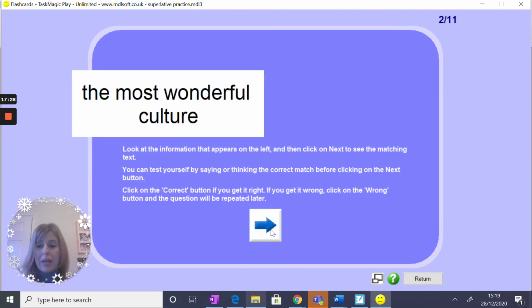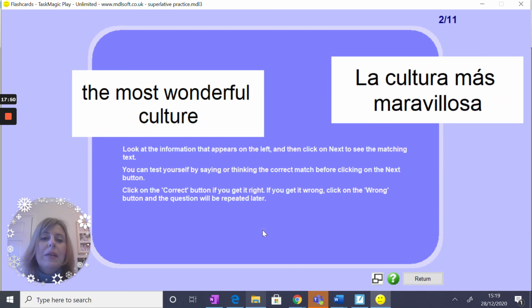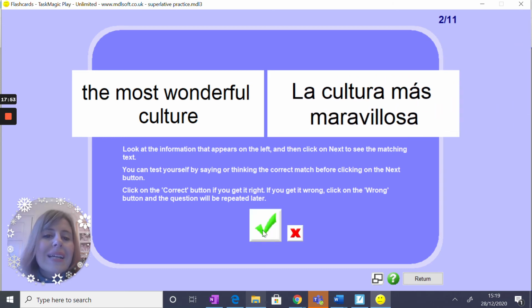Okay, ¿cómo se dice esto en español? Remember different ways of saying wonderful. Amazing. Well, yes. Splendid. Okay, how do you say wonderful? The answer would be, press pause, write it down. The answer would be la cultura más maravillosa. New word that you didn't know, maravillosa. So we say the culture most wonderful.